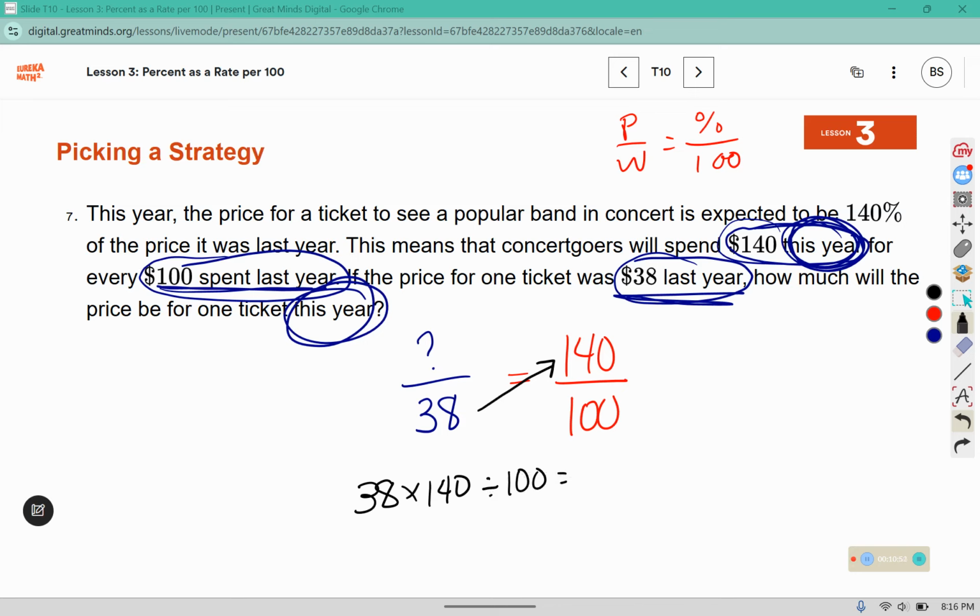38 times 140 is 5,320, and then divide by 100 is 53.2, and this is how much will the price be? So that is $53.20. This year is more expensive than last year, so we expect it to be over 38.